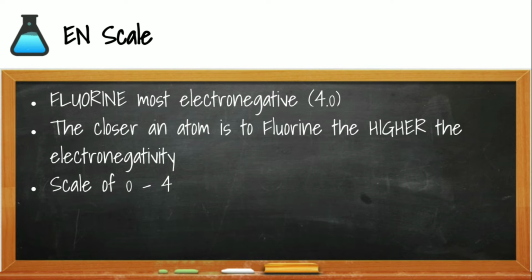Electronegativity is a scale ranging from 0 to 4. The highest number, 4.0, represents the most electronegative atom. That is fluorine. So fluorine has the strongest attraction for electrons in a chemical bond, as it is only one electron away from gaining a stable, noble gas valence electron configuration. The closer any atom is to fluorine, the higher its electronegativity will be.